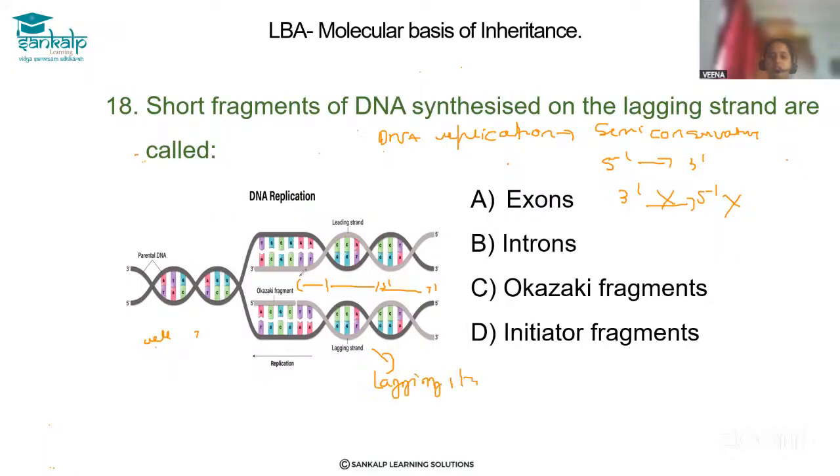So the small fragments are called what? The Okazaki fragment, not introns, exons, or initiator fragment. So the correct answer is C. That is called Okazaki fragment.